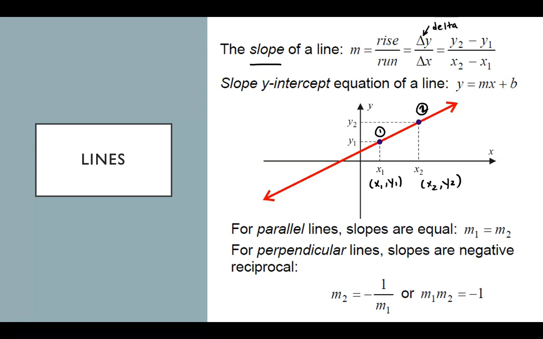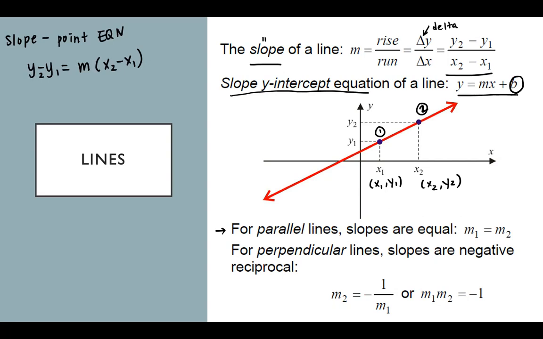After you pick the 2 points, plug them into the slope formula, and you'll be able to find the steepness, which is the slope of a line. The slope y-intercept equation is y is equal to mx plus b. One characteristic for parallel lines is that the slopes are equal. For perpendicular lines, the slopes are negative reciprocals. There are 2 ways to show it: negative reciprocal, you flip it, or when you multiply the 2 slopes, it equals -1.